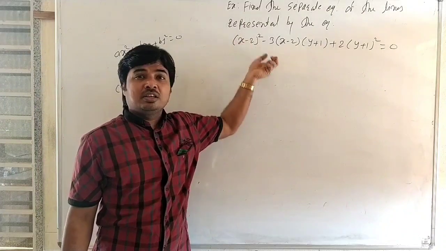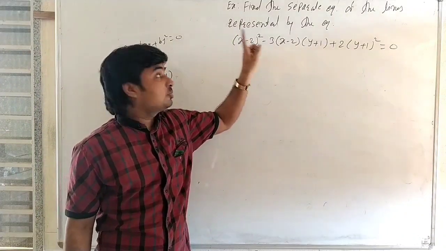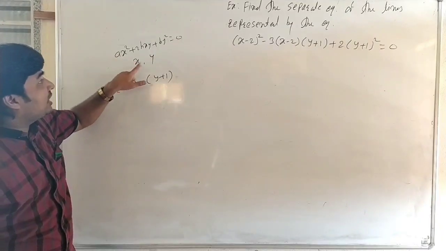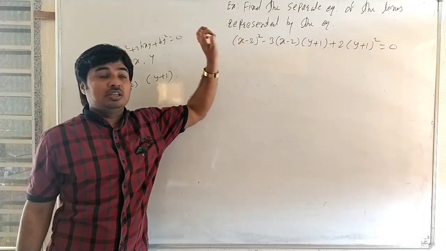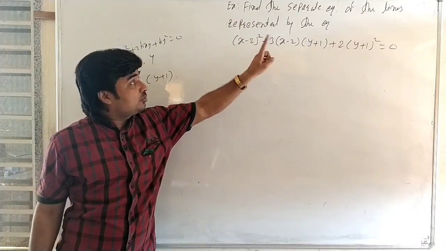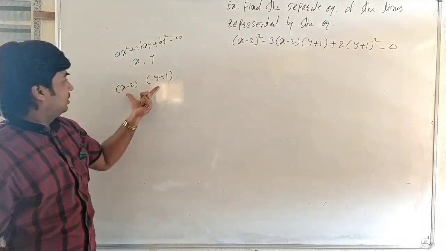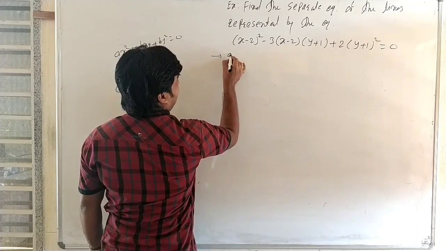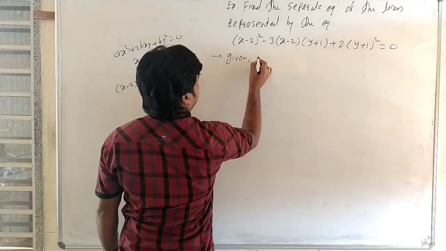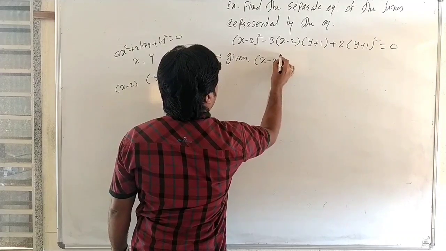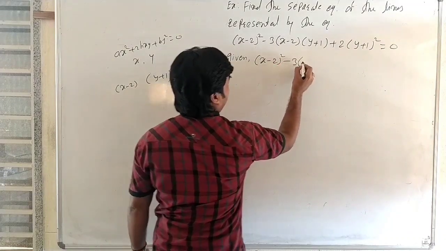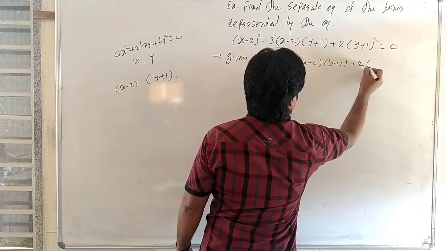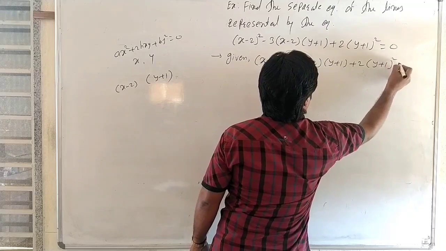Therefore, it is a second degree homogeneous equation in x minus 2 and y plus 1. It is not a second degree homogeneous equation in x and y, but it is a second degree equation in x minus 2 and y plus 1 in the form of this. Okay, therefore, here the given equation is (x minus 2) square minus 3 into (x minus 2)(y plus 1) plus 2 into (y plus 1) whole square equal to 0.